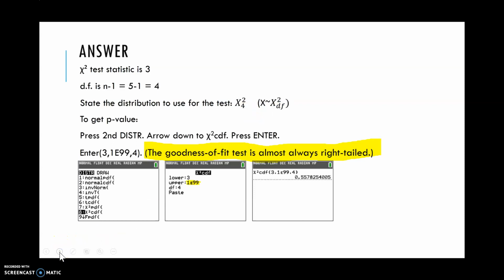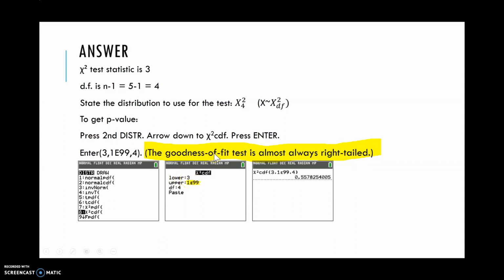All right, so now I want to put that in my calculator to get a p-value. And we're going to do this the same way that we've been doing with all the other types of distributions. So we're going to go to second distribution, the same place that we've gotten our normal and our inverse norm. Scroll down here and you'll see right here the chi-squared CDF. All right, so I'm going to choose chi-squared CDF, and it's going to ask me for my lower. That is my chi-squared test statistic right there. So I got 3, so I'm going to put that in.